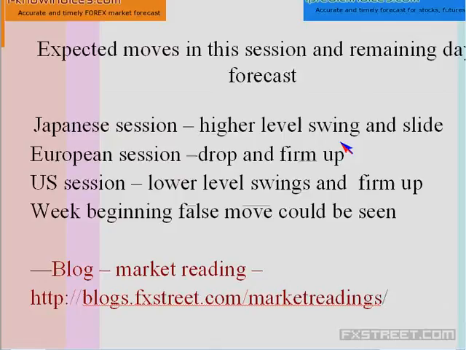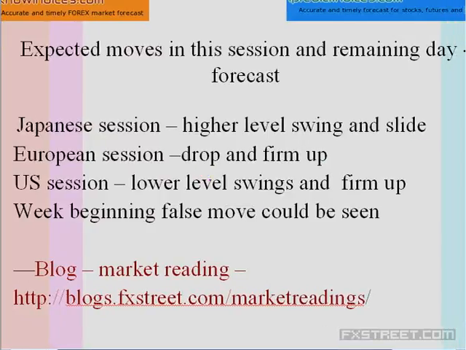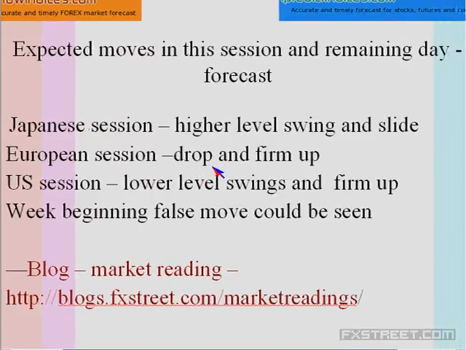So the expected market move: a higher level swing and slide, and a drop during the early European session and a firming up move. This drop will indicate how far the bearish sentiment wants to continue. Don't simply refer to the level 1.19 and become bearish. They are all tradable levels. You only have to identify whether you can do a buy and sell trade or a sell and buy trade. The drop during the early European session will indicate whether you can do a buy and sell trade or wait for a further drop. Then in the US session they will do a lower level swing and firm up, and they could go above the Friday close level during that time.